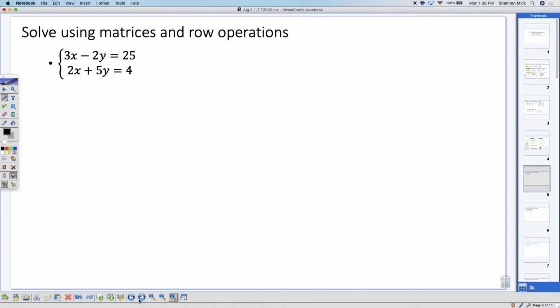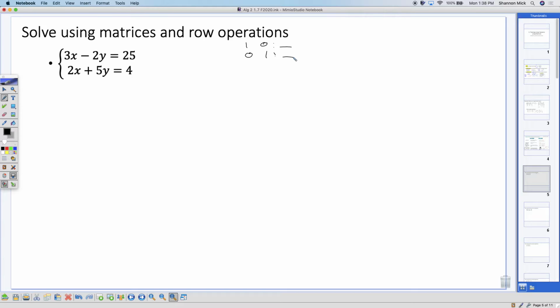Okay, so solve using matrices and row operations. We are going to put it in reduced row echelon form. So it's going to look like 1, 0, 0, 1, and some answers when we're done. That's what we're doing. So I have 3x minus 2y equals 25, and 2x plus 4y equals 4. Do we want to start at the top?